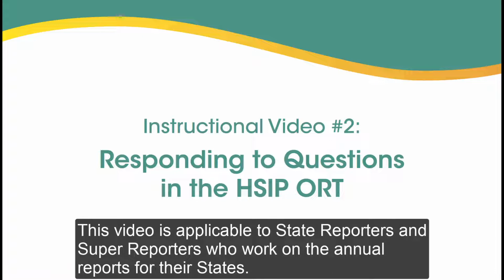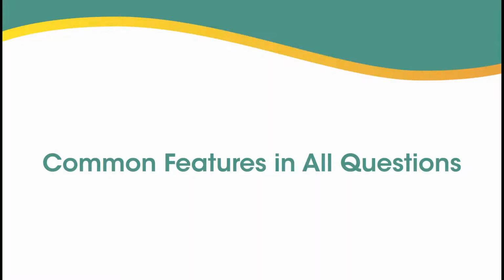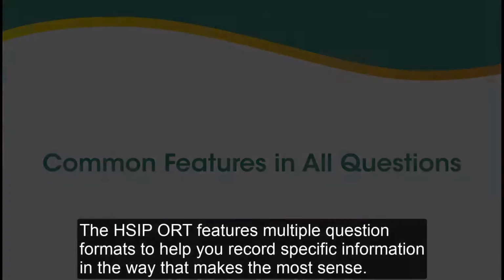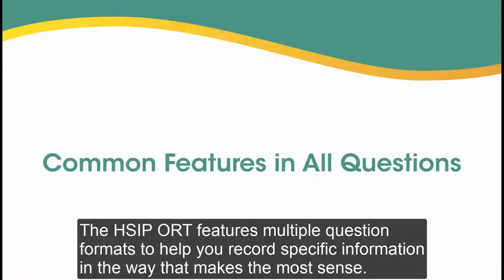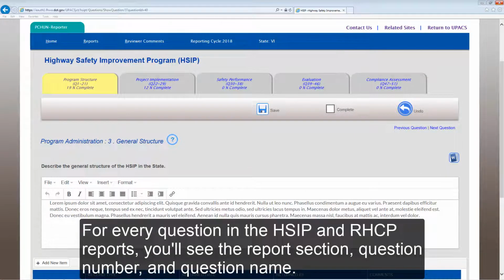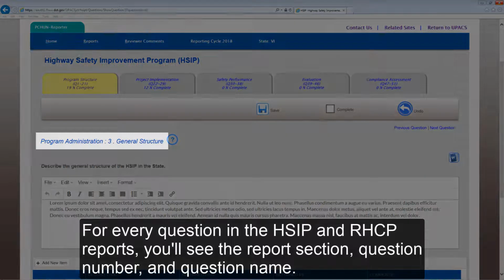This video is applicable to state reporters and super reporters who work on the annual reports for their states. The HSIP ORT features multiple question formats to help you record specific information in the way that makes the most sense. We'll go over the different question types in a moment, but first, let's see what they all have in common. For every question in the HSIP and RHCP reports, you'll see the report section, question number, and question name.